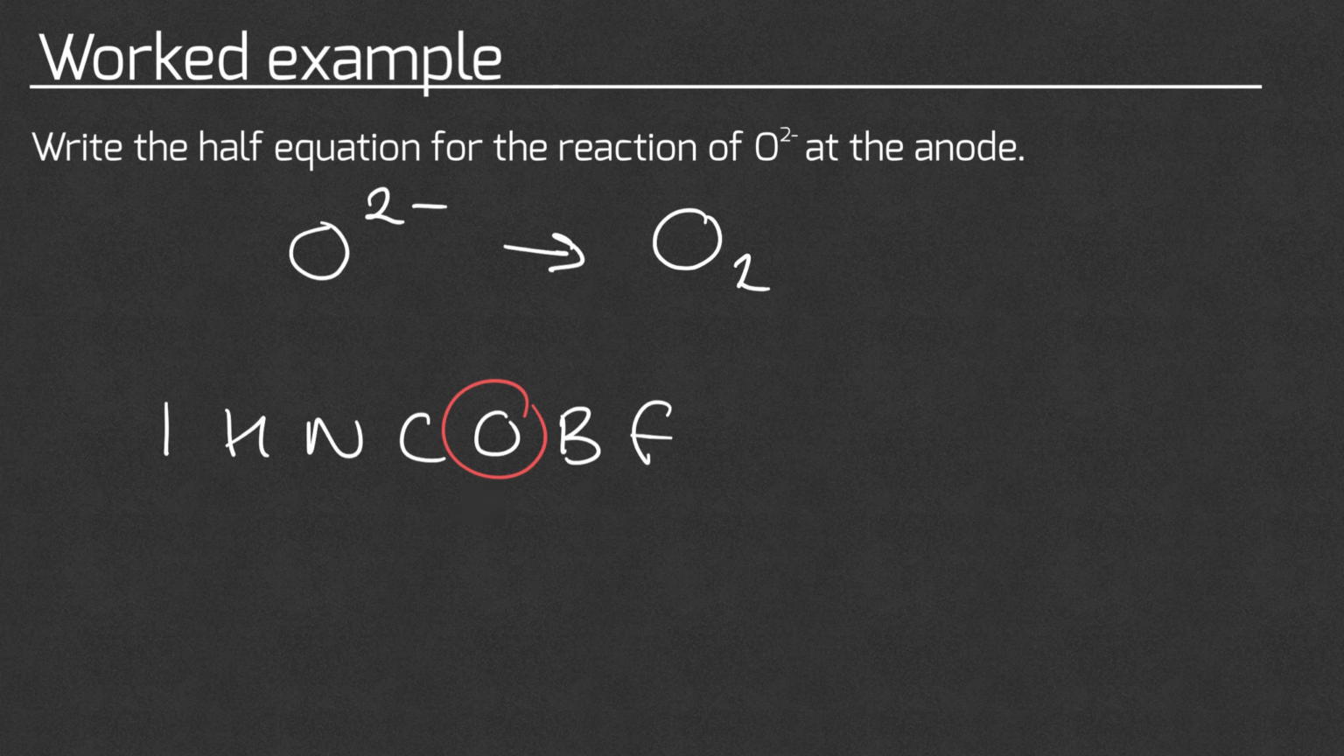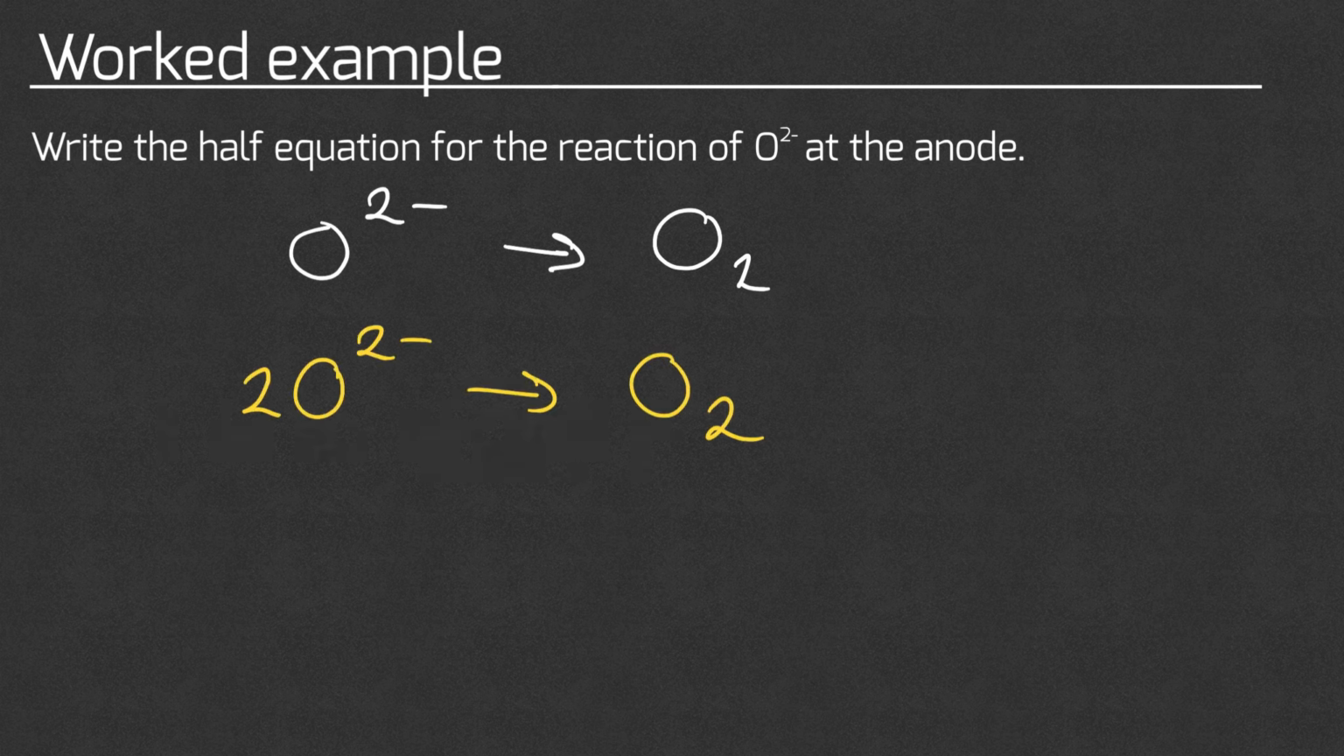Now we've written that equation, we need to balance it to make sure we've got the same number of oxygens on each side. This is the balanced equation. We started off with 1 oxygen on the left-hand side and 2 on the right. So we've had to add a big number 2 here, so we can now see that we've got 2 oxygens on the left-hand side and 2 oxygens on the right-hand side.